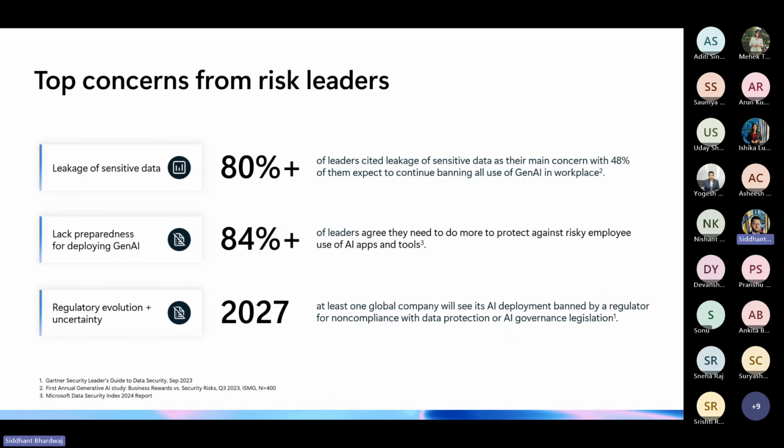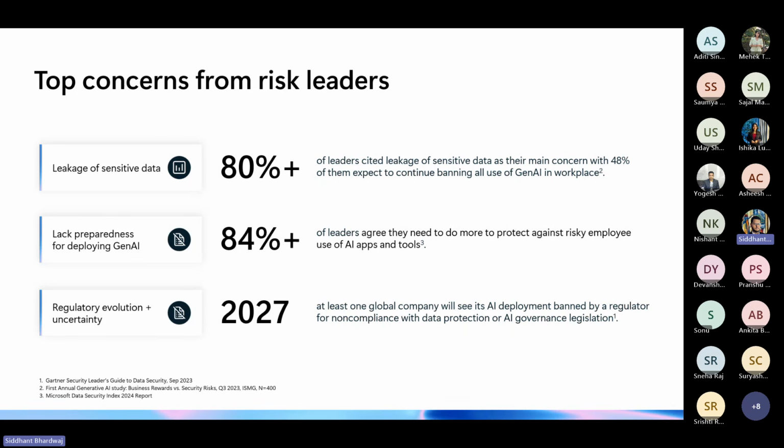Right? People were not ready on how to handle these software tools. Everyone started utilizing them, and 84% of the leaders agree that they need to be doing more against risky employee usage of AI applications and different tools. Now, while AI comes into play, the regulatory evolution is also very uncertain.